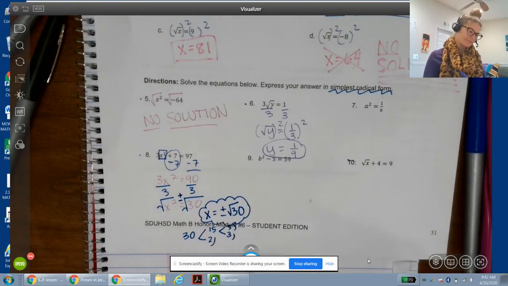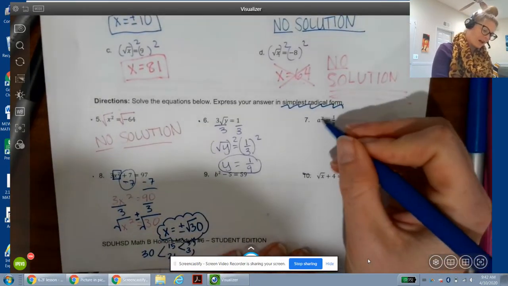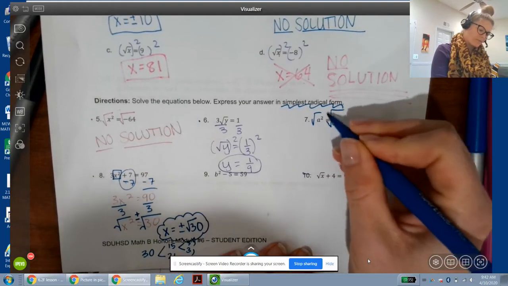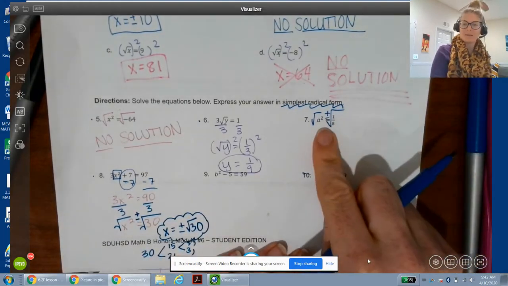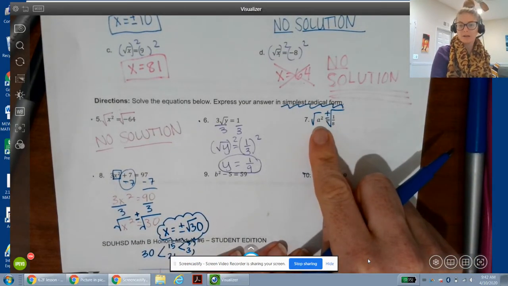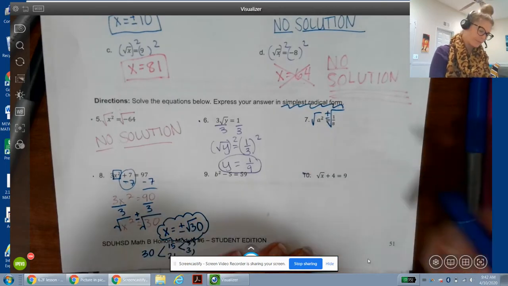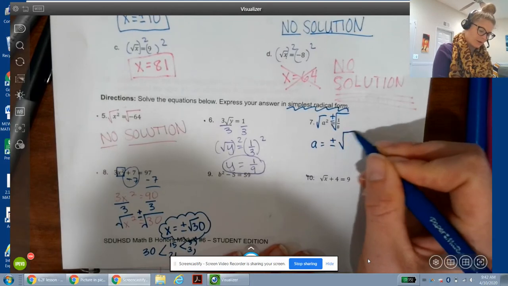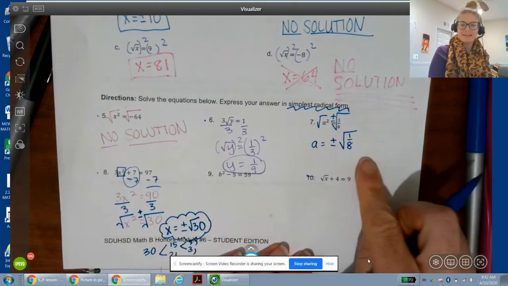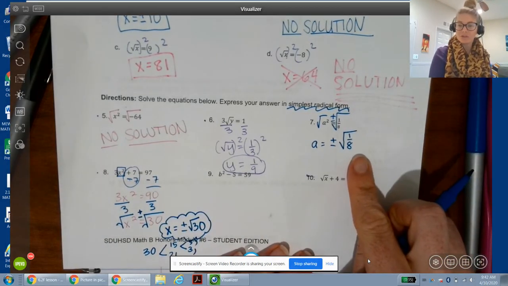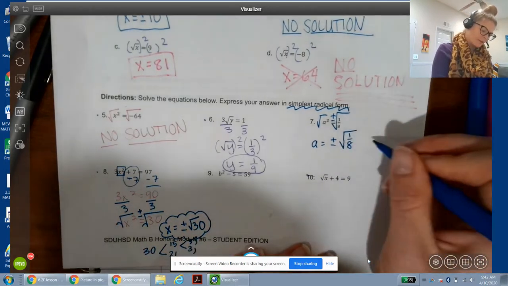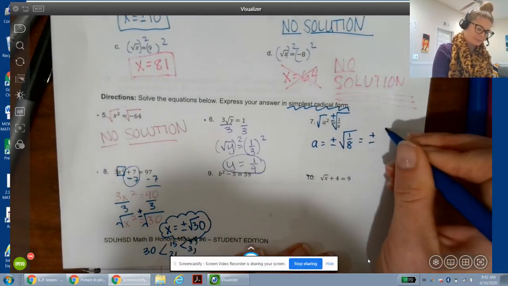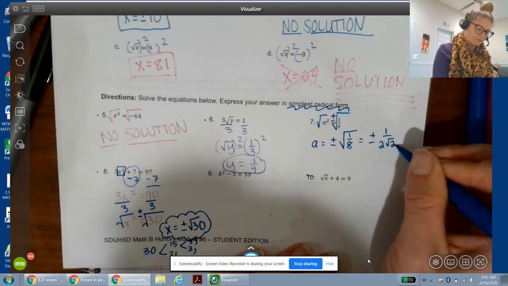Okay, let's see how we did. Number 7, undo squaring, take the square root. Remember that's going to be a plus or minus because some number when substituted in squared, positive or negative, you get the same value. So we have a is equal to plus or minus the square root of 1/8. This is not simplified all the way. We have to rationalize our denominator. So this is plus or minus 1 over 2 square root 2.